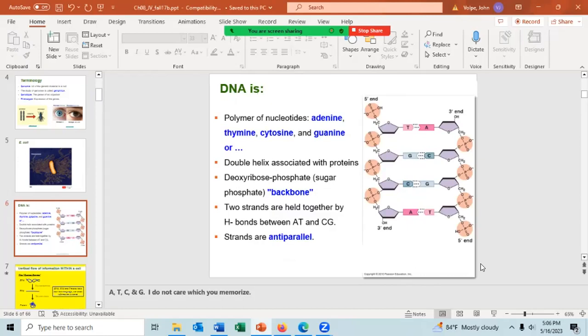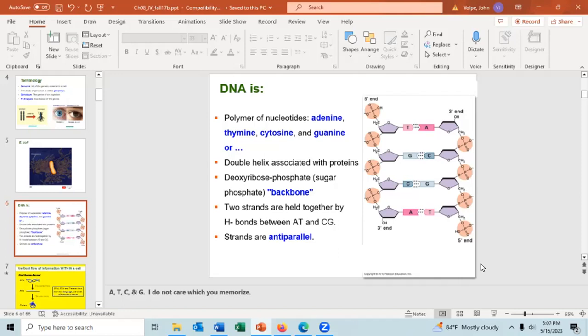The DNA, as you recall, is a polymer of nucleotides. There are four different nucleotides in DNA: adenine, thymine, cytosine, and guanine. And you can learn those names, or you can call them A, T, C, and G. Either way is fine. DNA is a double helix, meaning it's two strands of DNA together. It is associated with proteins.